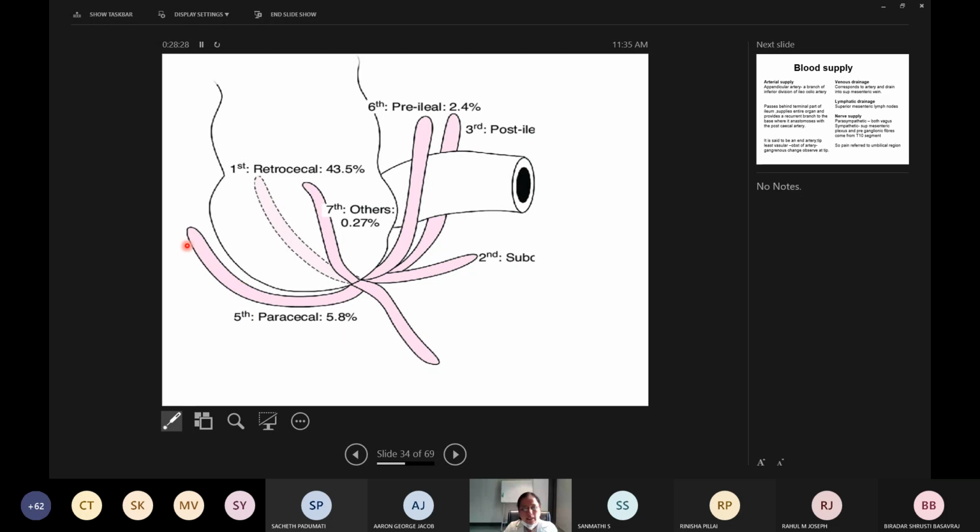This is paracecal and paracolic. What do you mean by paracecal and paracolic? It is also called subcecal and paracolic, situated below the cecum and by the side of the ascending colon. This is seen in around 5% of individuals. Promontoric means it will be directed towards the promontory of the sacrum, a very rare type.